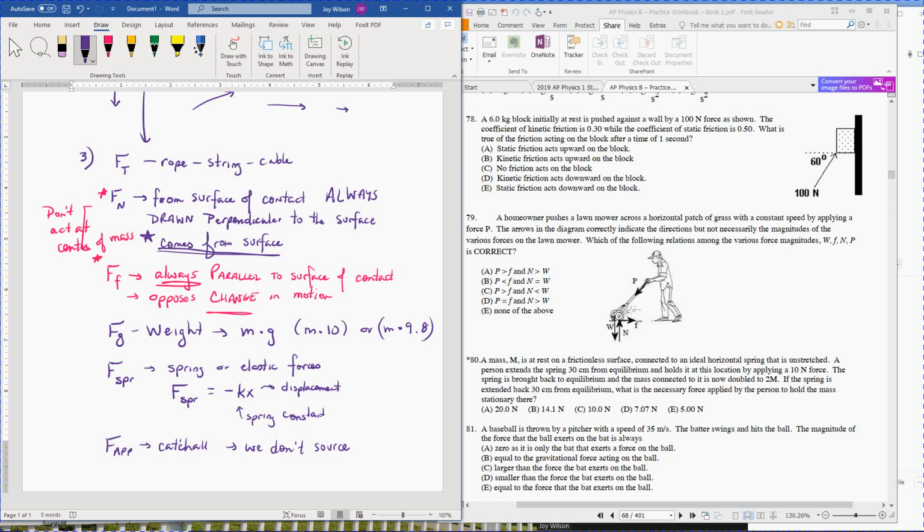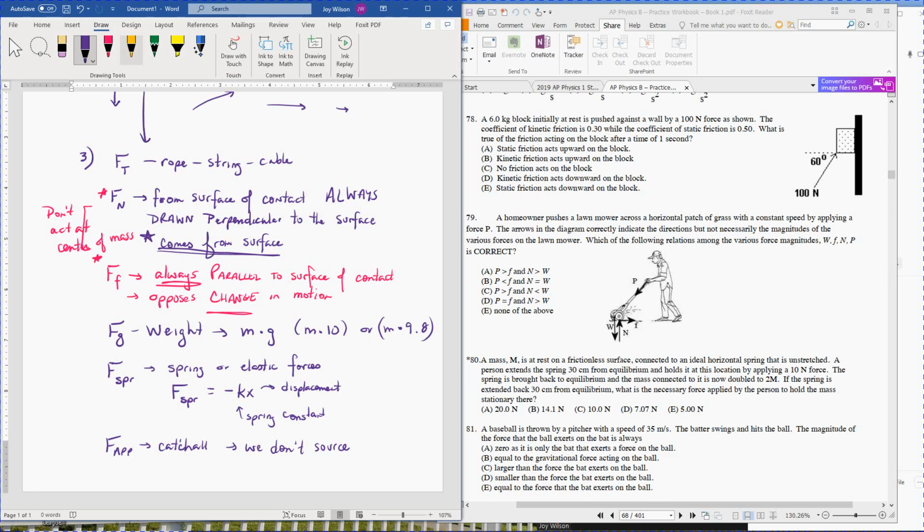But we will call force applied maybe from the engine, because we're treating the car as one object, not a system of objects, but one object. So we would call the force from the engine the force applied. So it's a catch-all term for if we don't know the source, or they just tell us in the problem a force is applied on and we don't know why. So those are our catch-alls.